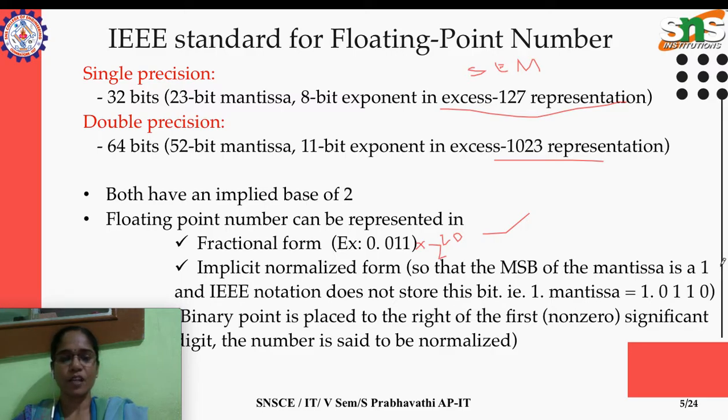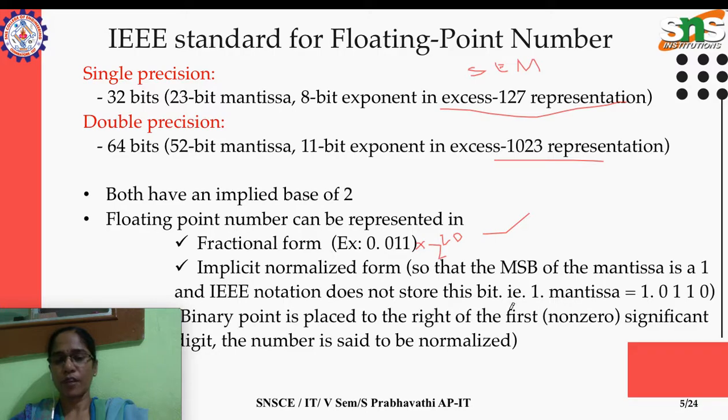Likewise in IEEE notation, the implicit normal form means the MSB of the mantissa is always 1. If it is not, we need to normalize it, we have to make it 1. So it is implicitly understood that there is always a 1 in the MSB of the mantissa in IEEE notation. That's why IEEE notation doesn't allocate space to store that mantissa 1.